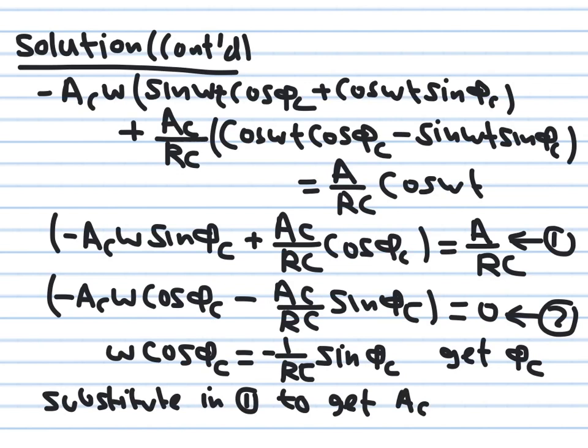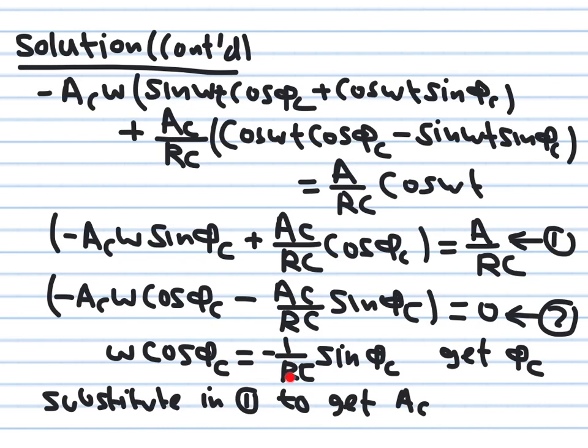Okay, so I know this angle here, so this is fine. Once you have this angle, I can substitute into this equation. I know phi c, so I can evaluate cosine phi c and sine phi c, and then I can solve for AC. This is the way to find the solution. Of course, I'm doing it symbolically, so I will keep it as it is. This is only one equation in phi c, and it gives me the tangent of phi c equal to minus omega RC. So I can get phi c.